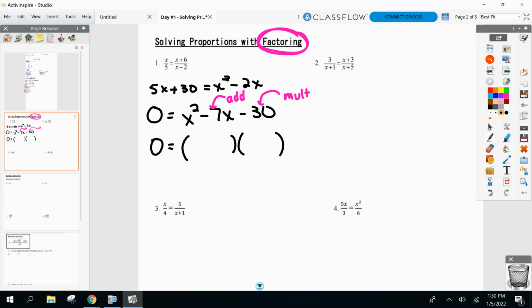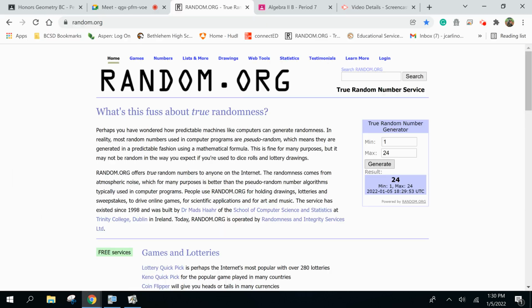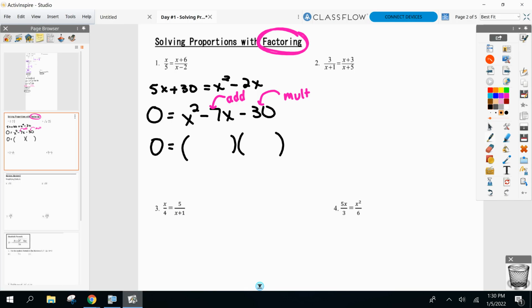Numbers that multiply to negative 30 but add to negative 7. What do you got for me? X squared minus 7x, negative 10 and positive 3. Minus 10 plus 3. They add to negative 7 and they multiply to negative 30. Good job. All right there?